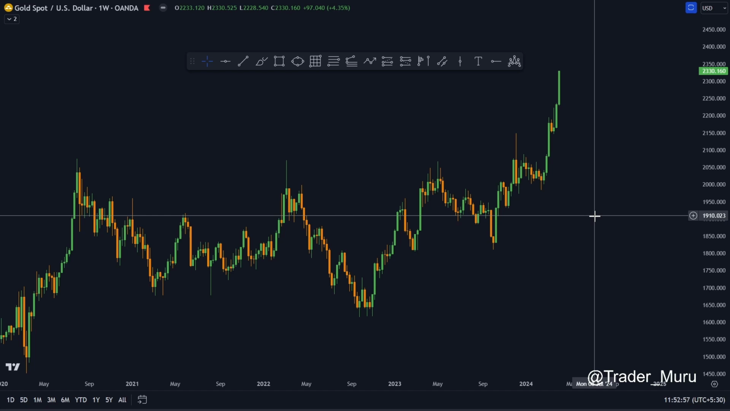As you guys can see, gold is breaking its record high every day in the last week. Today we are going to analyze the gold chart from bigger to smaller time frames to find any possible trade entries for next week.